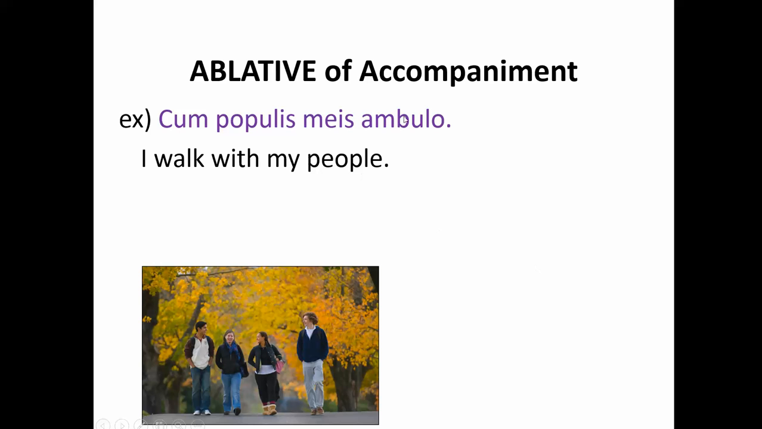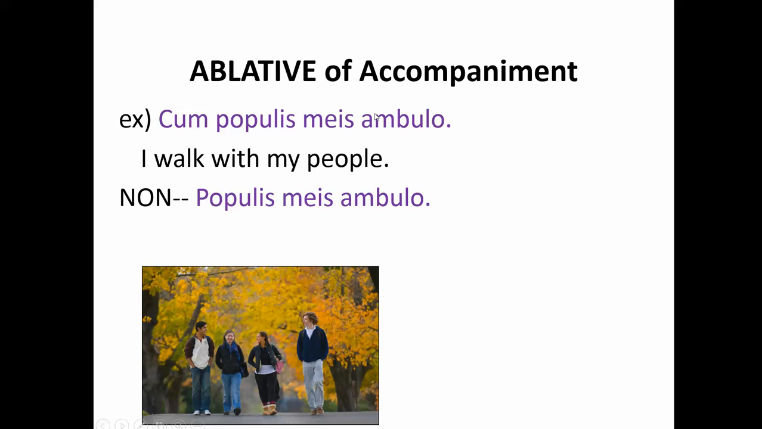So think of cum populis meis ambulo. That's like walking with your friends. You're all walking, you're getting along, you're having a good time. You have to use cum. If you don't use cum, if you had populis meis ambulo, no cum there, that would mean that the people were tools and that you were literally using them to walk. Like they had replaced your legs or they were stilts or something. Like that would be if this girl said that and she took these people and she stood on their shoulders and forced them to be her stilts. That would be weird, okay?